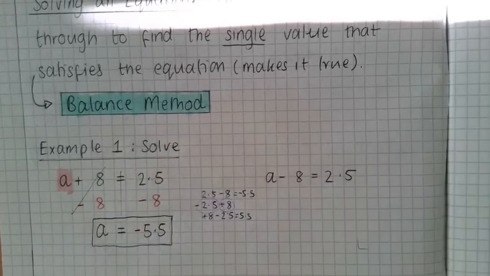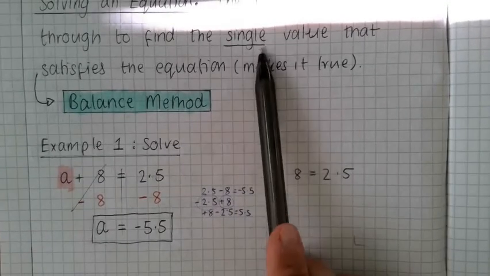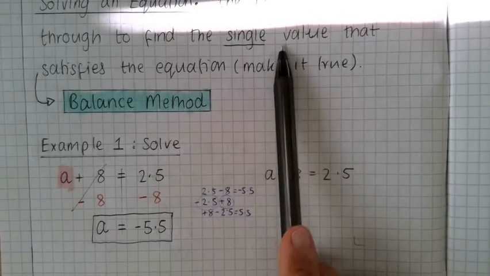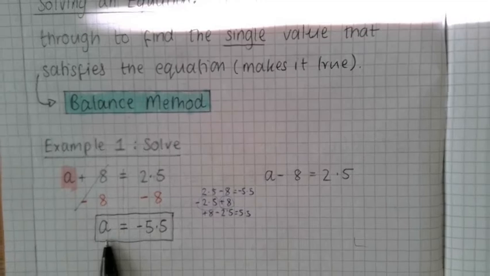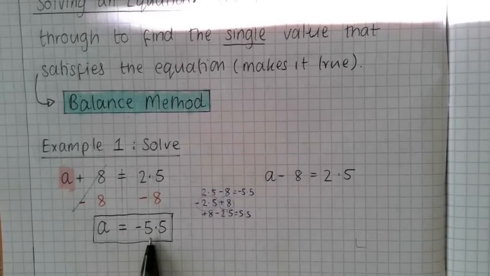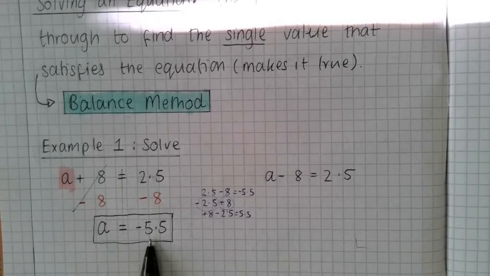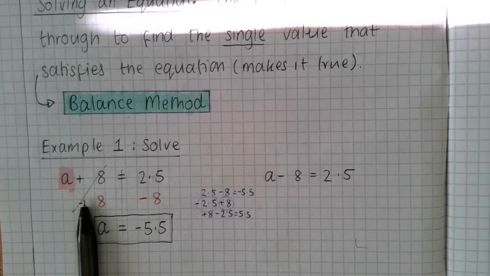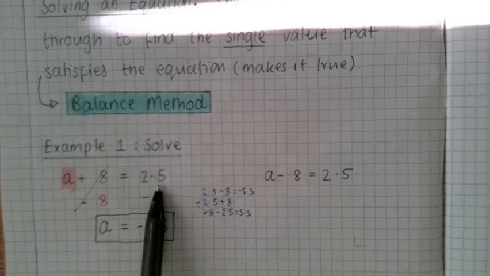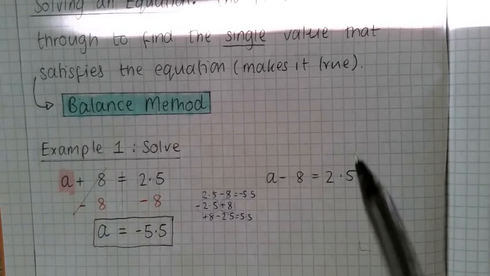And remember, solving an equation is finding what that single value is. And we've done that. A is negative 5.5. That value, negative 5.5, satisfies this equation. Negative 5.5 plus 8 is equal to 2.5. It works. Okay, the next one.